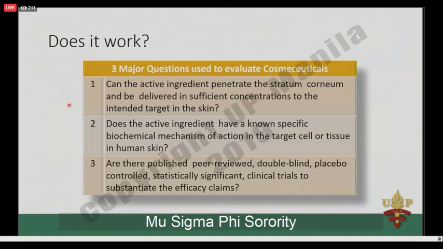You see, in the cosmetic world, every year they have to come up with a new product to entice people to buy their products. So these active ingredients usually come from plants. It may be from coffee, it can be from a berry, like acai berry, and so on and so forth. So can this active ingredient really penetrate the skin and work?